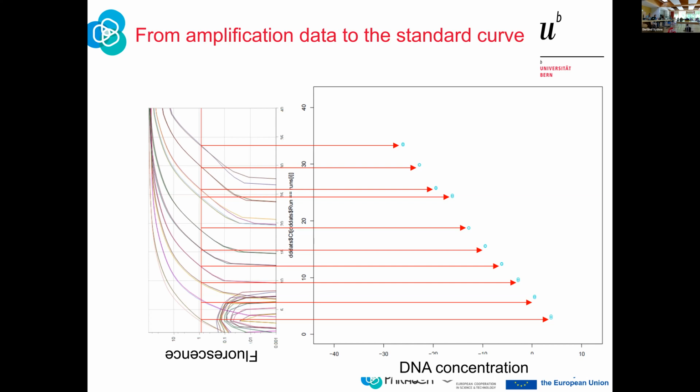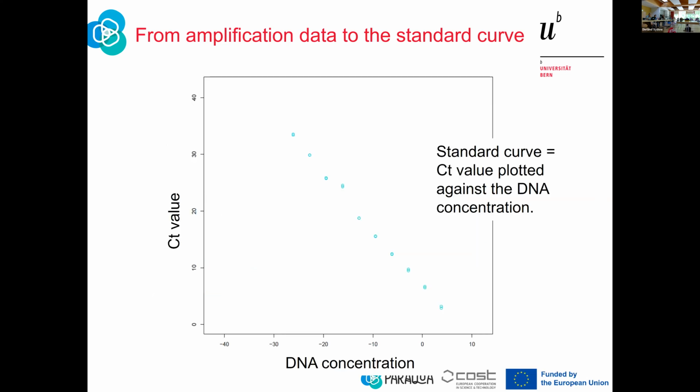More DNA means more fluorescence. And so the low CT values come from samples with high DNA concentration. The high CT values come from samples with low DNA concentration. So basically the standard curve is CT against DNA concentration.